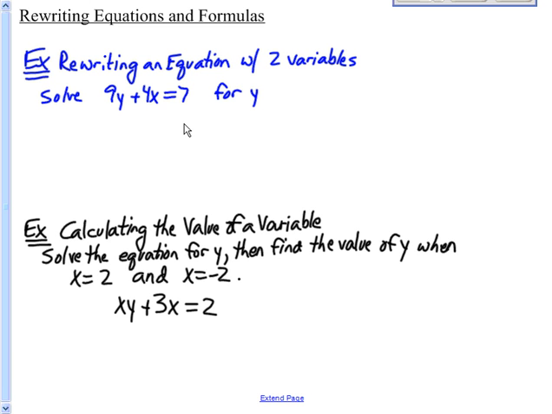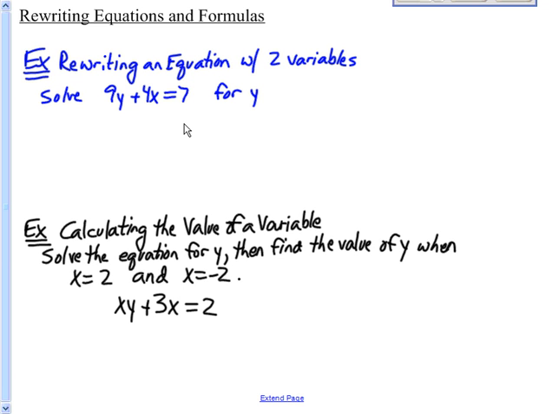Hey, welcome back to your favorite intermediate algebra course. We're going to look at rewriting equations and formulas today. Okay, and that's one of our objectives: to rewrite equations with more than one variable. The other is to rewrite some common formulas that you may be familiar with.